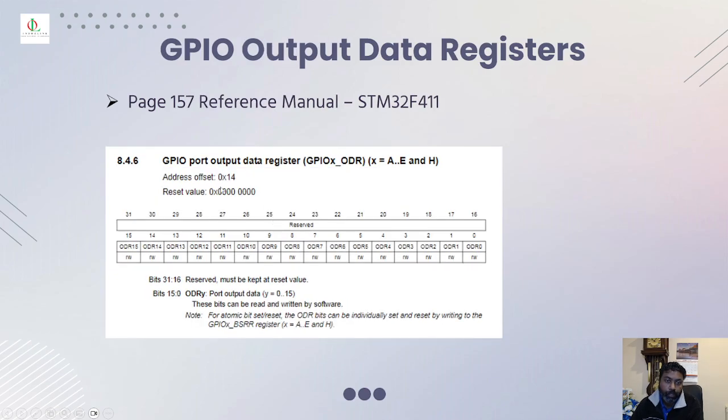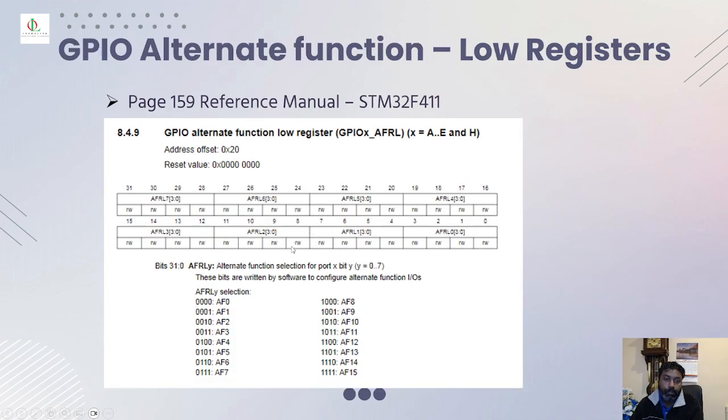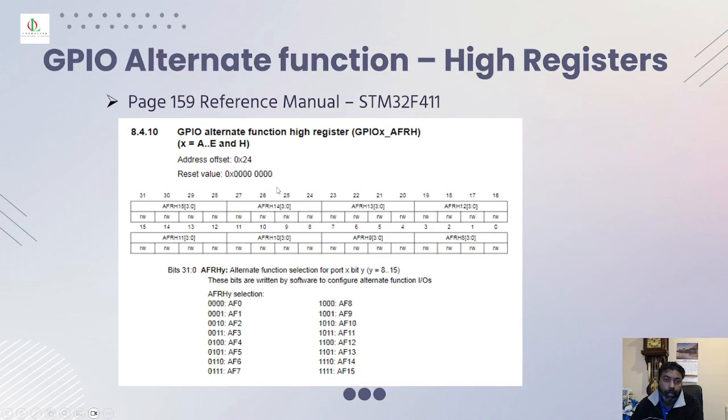And the output data register, the offset value is 0x14. You get to write to that pin so your data can be seen. So the alternate functions, the first 7 bits are considered as the low, and its offset is 0x20, and the bits 8 to 15 they are considered as the high state alternate function, 0x24.